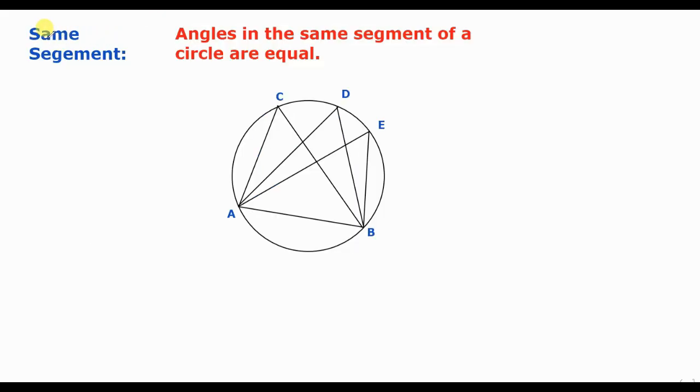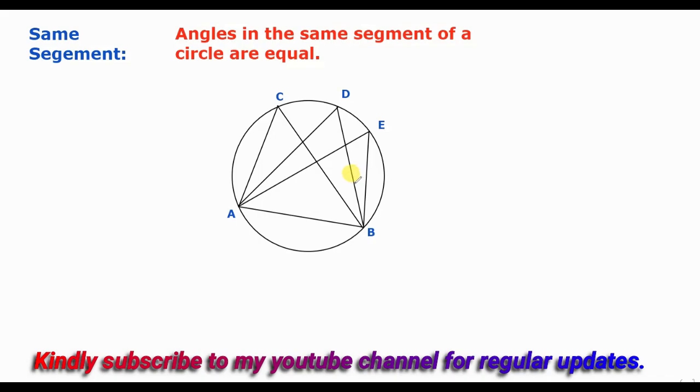Next one is the same segment property. The angles in the same segment of a circle are equal. Same segment means the circle is divided into two segments by the chord AB here. In the major segment, we have three angles C, D, E. All these three angles are in the same segment. So, for example, if this angle C is 30 degrees, the angles D and E will be the same, which is 30 degrees.